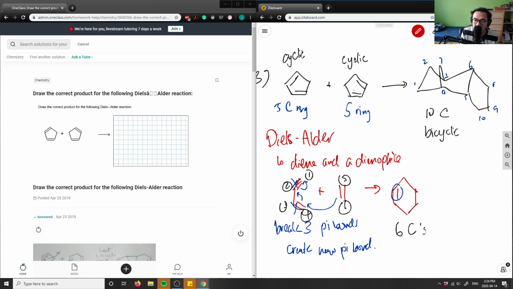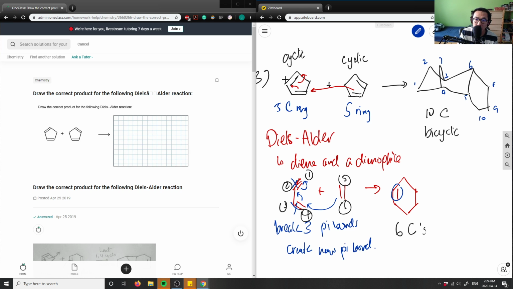So I'm going to take this double bond, for example, and it's going to attack this double bond here. This is going to shift up. This is going to get out. So I'm breaking this double bond here and these double bonds, and I'm going to create one. So the net result is that I'm going to lose 2 pi bonds.